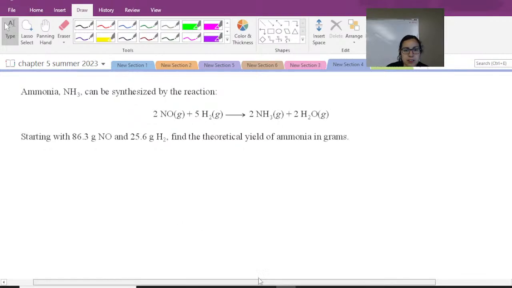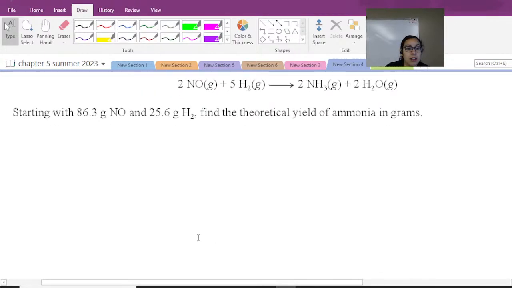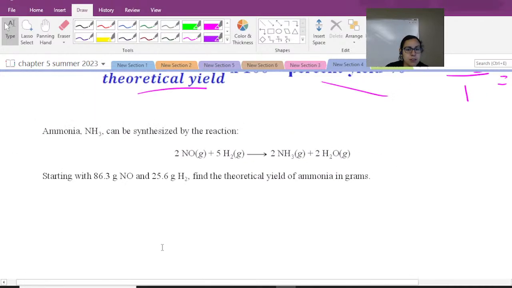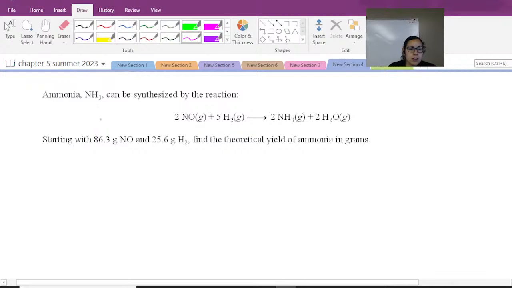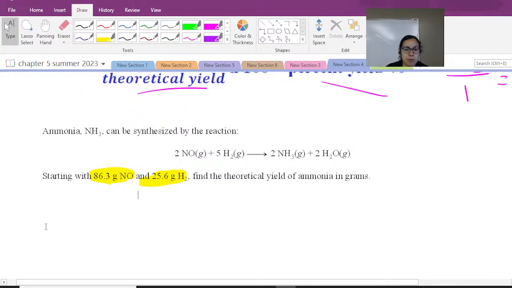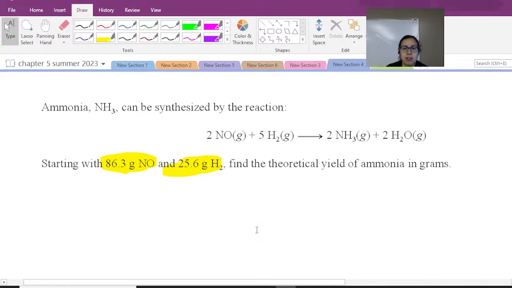We could also finish this up in lab too, since I think we have 2 minutes of official time. So ammonia can be synthesized with this reaction: 2 equivalents of NO plus 5 equivalents of hydrogen gas give us 2 equivalents of ammonia. And now this is a tricky one. Starting with 86.3 grams of NO and 25.6 grams of H2, find the theoretical yield of ammonia. This is a limiting reagent problem as well, but it did not tell you that.